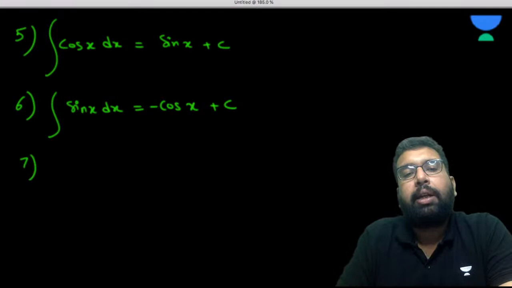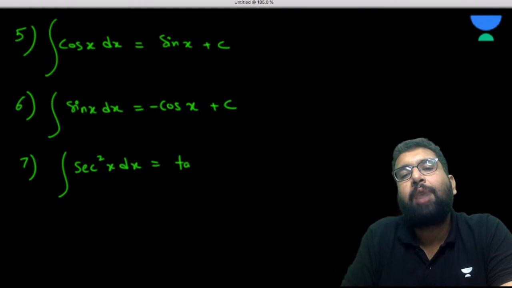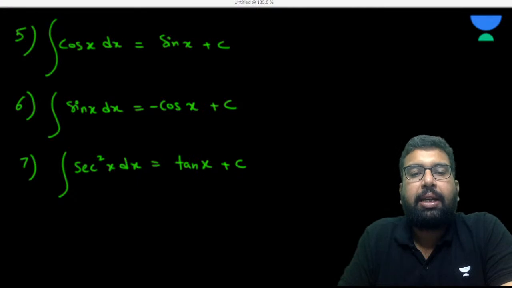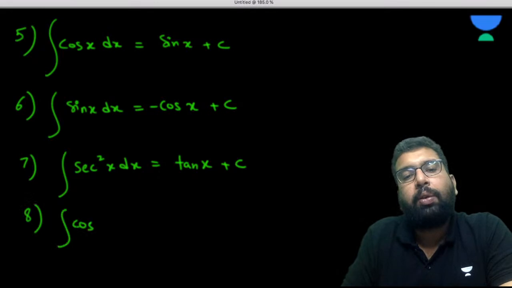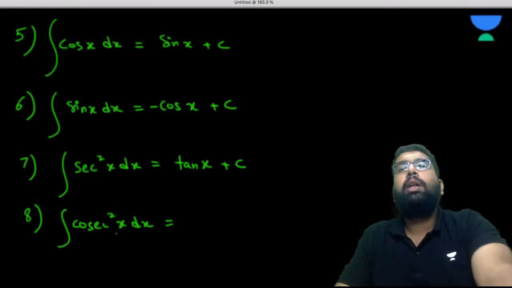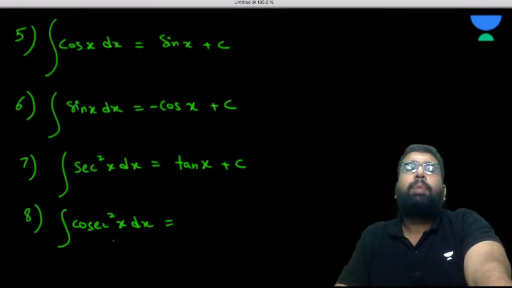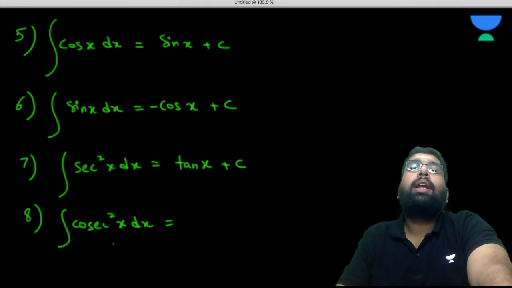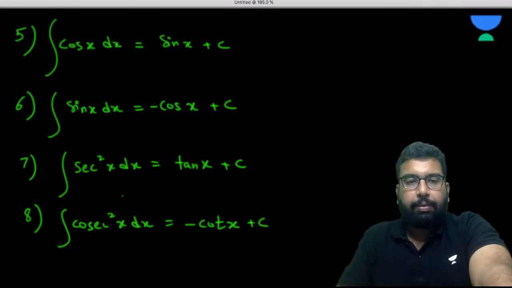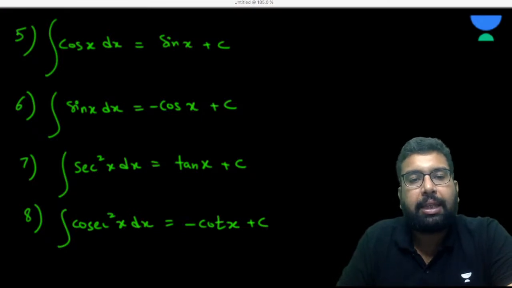Now what is going to be integration of sec square x dx? You remember d by dx of tan x is sec square x. So it is going to be tan x plus c, isn't it? Now see what I'm trying to tell you, if you know the formulas of differentiation, the same way you can use them in integration also. So, for example, cosec square x. d by dx of cot x was minus cosec square x. So the integration of cosec square x is equal to minus cot x plus c.